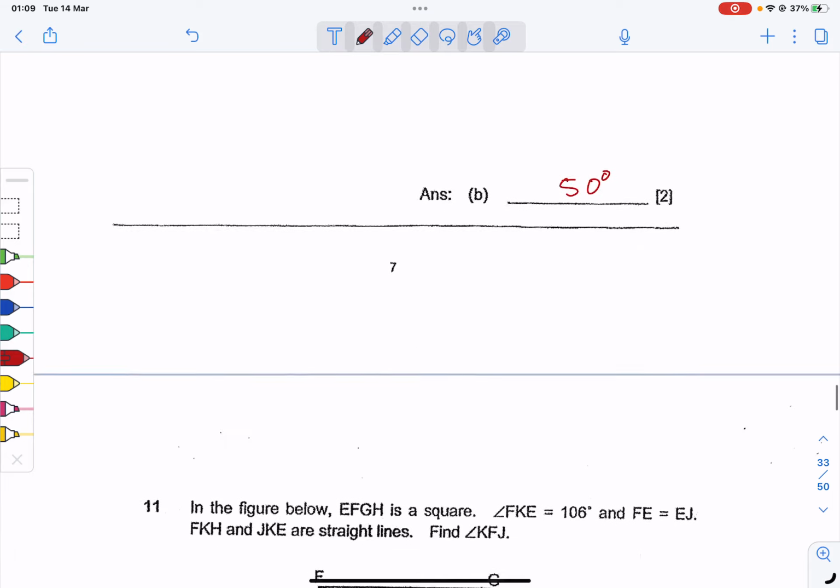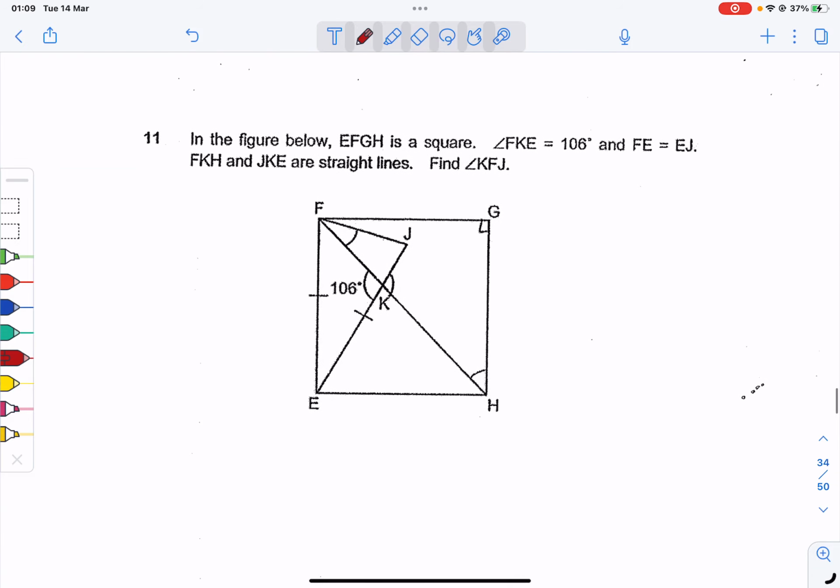So look at question 11. In the figure below, EFGH is a square. So whenever we have a square, we will mark the equal part. Okay, FKE is 106 degree and FE equals to EJ. So this will be equal, right? FKH and JKE are straight line. So given they are straight line, find angle KFJ.